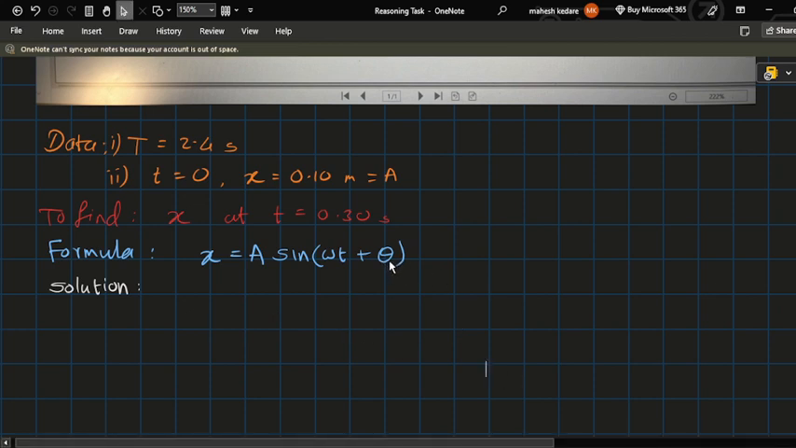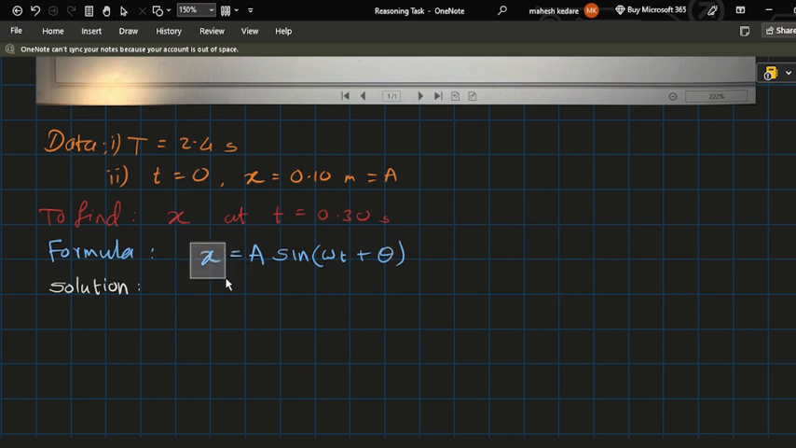We first note the quantities that are given. We are given amplitude, which is 0.10 meter. And we are given omega. Omega is not given directly, but rather we are given time period. And we can find omega from time period by using a formula. Time at which we have to find the position is 0.3 seconds. Theta is not given. Unless we find out theta, we cannot find out position, because there will be two unknowns.